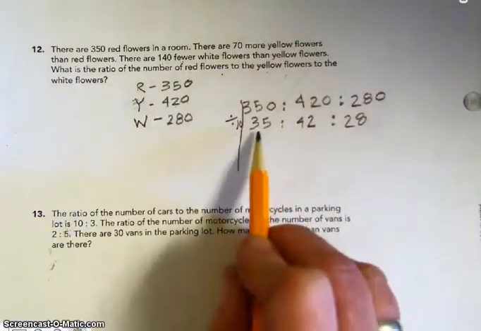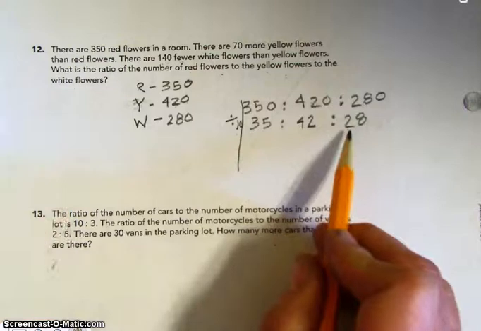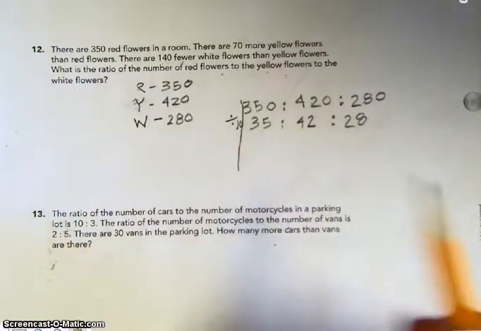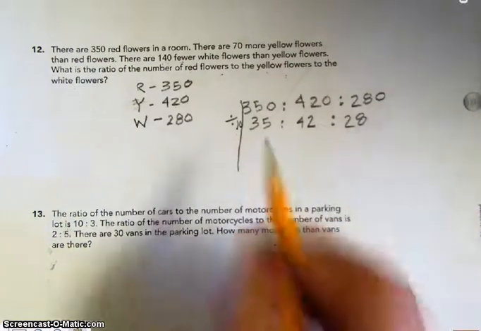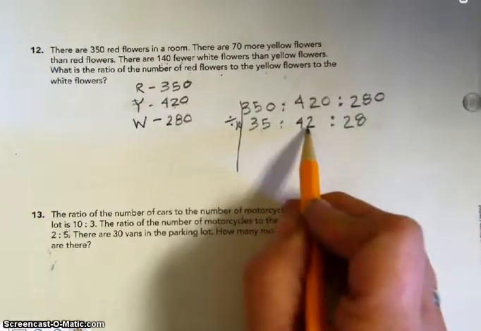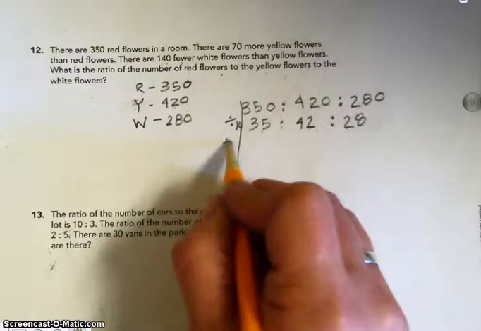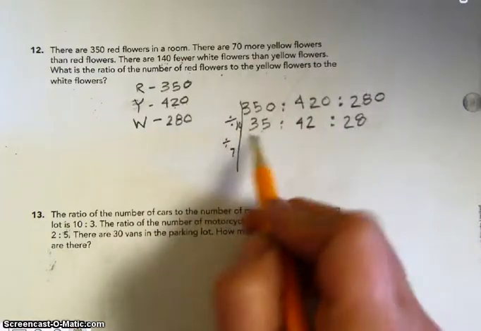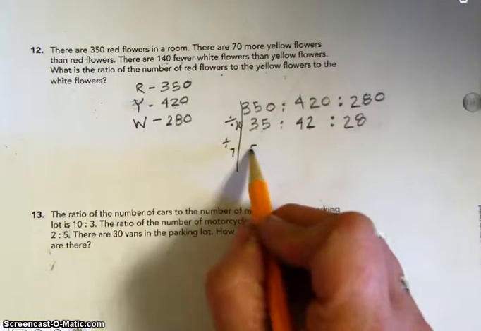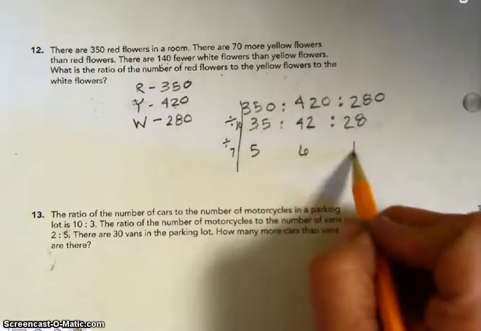Now I can see that these are all still numbers that I can divide by to make them smaller. So I need to figure out what can I divide them by. Well, I can see that 35 is divisible by 7. Also 42 and 28. So let's do dividing by 7. 35 divided by 7 is 5. 42 divided by 7 is 6. And 28 divided by 7 is 4.